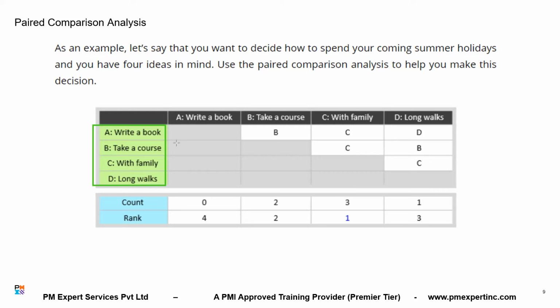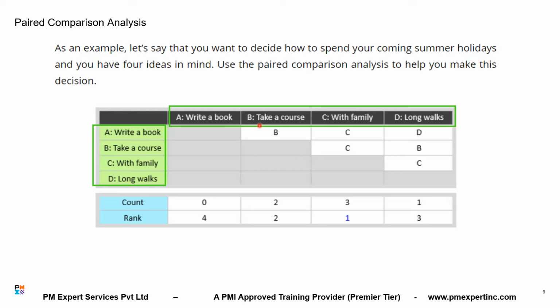Now, what you can do is write all these requirements in columns, first of all. Can I put together in columns the same set of requirements that I have put in rows? Now, I will compare each requirement with every other requirement, guys. For example, the business people will compare write a book with take a course. They will discuss what is more important, write a book or take a course. Suppose collaboratively they decide that take a course is more important than writing a book.